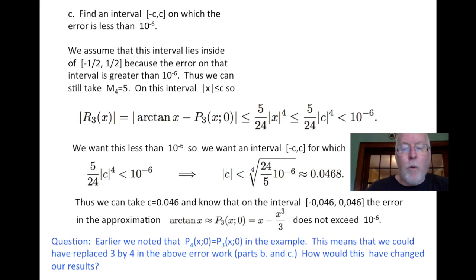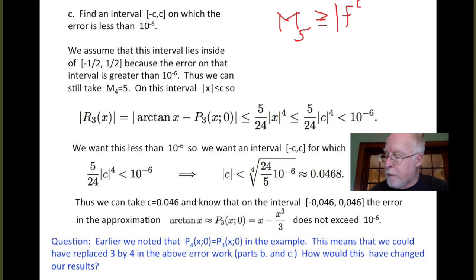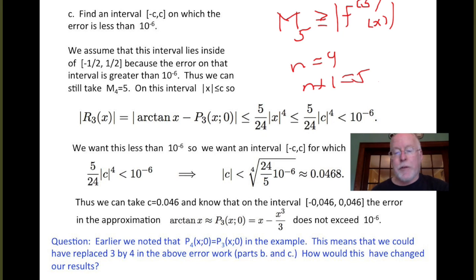Now earlier we saw that P4 equals P3. You might want to think about how this result would have differed if we'd had P4 instead of P3. If we instead worked with P4, then of course we'd have to consider m sub 5, which is the max of the absolute value, or something bigger than the max value of the fifth derivative. And the n would be 4, the n plus 1 would be 5. So does that change the calculations? How would you resolve this question? So you might go back and rework this part C exercise using P sub 4 rather than P sub 3.